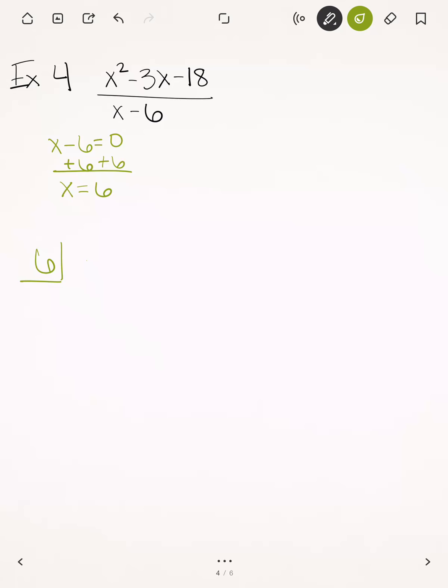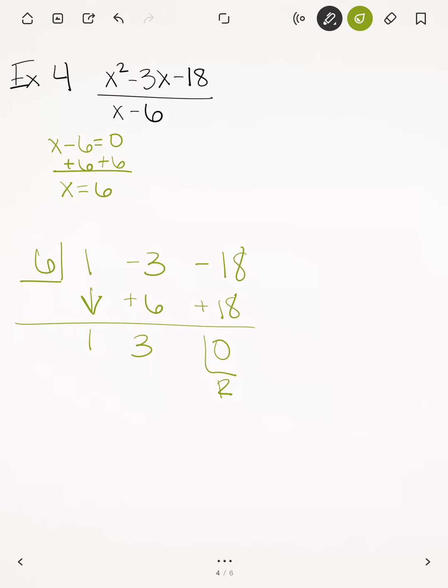Then I have my coefficients: 1, negative 3, negative 18. Leave a space, draw a line, bring down my first term. So 6 times 1 is 6. Negative 3 plus 6 is 3. 6 times 3 is 18. Negative 18 plus 18 is 0. So I don't have a remainder on this one. Still remainder, constant, x. So I have 1x plus 3, and that's it. So this is how you do synthetic division.